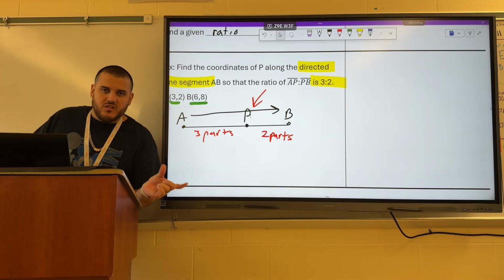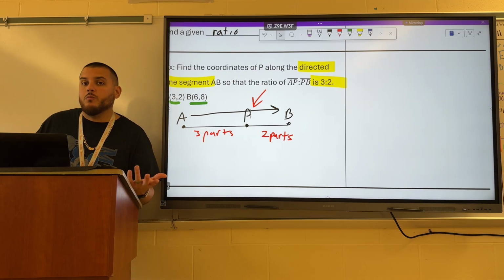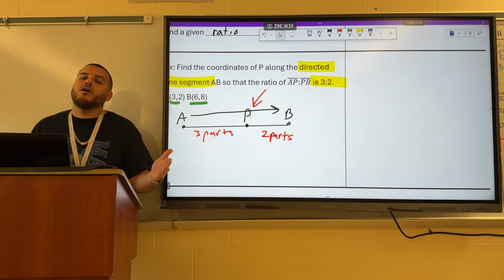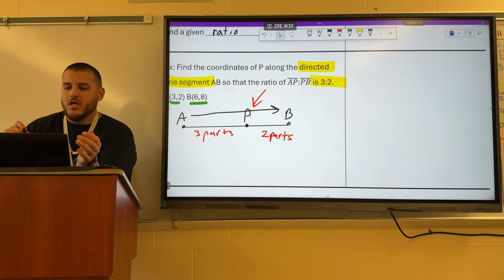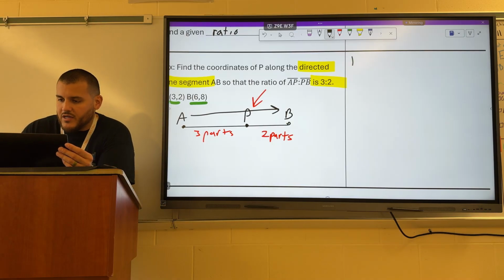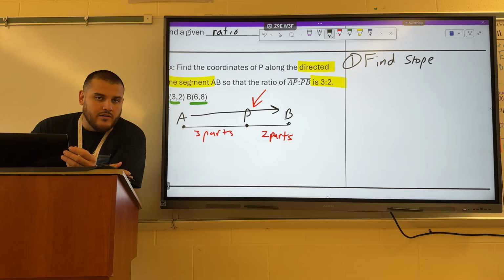Now don't get that confused with the distance, right? We're not using the distance formula here. Instead, we're going to use the slope formula. We're going to see how far apart our x coordinates are and how far apart our y coordinates are with our slope formula. So I'm going to give you a little process here. The first thing that we're doing is we're going to find the slope of our directed line segment.